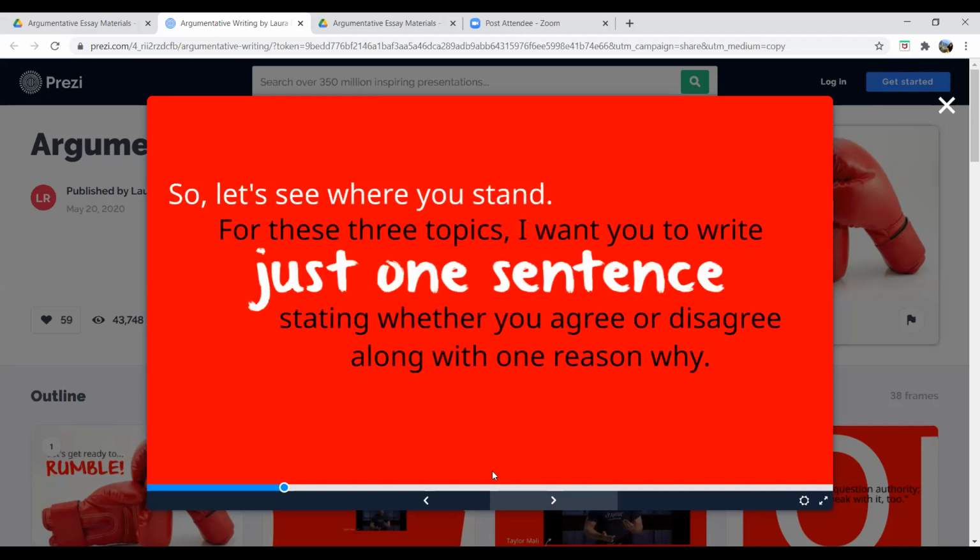For 3 topics, this is telling us to write a sentence stating whether you agree or disagree along with one reason why. This functions better in a brick and mortar classroom when we can have participation, but we'll go ahead and see what the questions are and I'll kind of fly through them. Here we go.